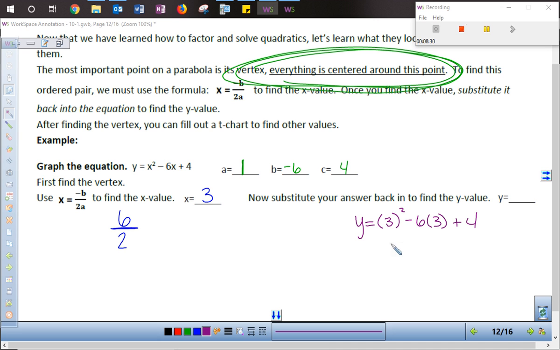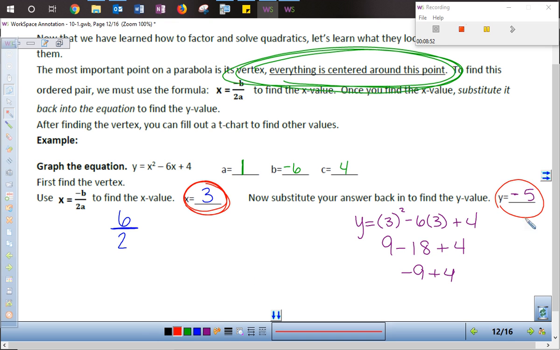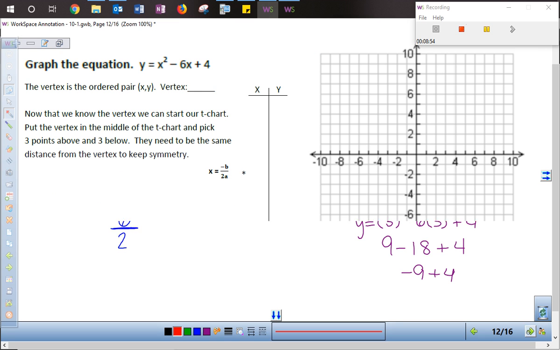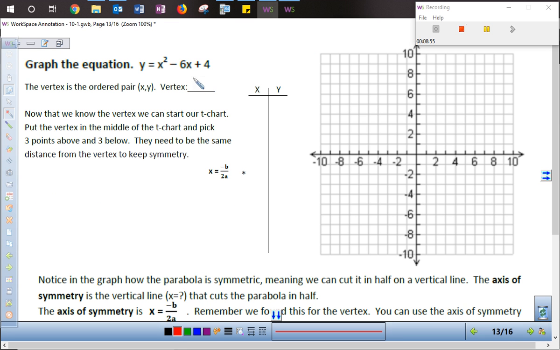I can take that 3 squared and get 9, and I can take that 6 times 3 and get 18, and then we're going to want to add it to 4. So 9 minus 18 is negative 9, and then if I add that to 4, I'm going to get a y value of negative 5. So the x value of my vertex is 3, and the y value of my vertex is negative 5. That means the ordered pair for my vertex is (3, -5).